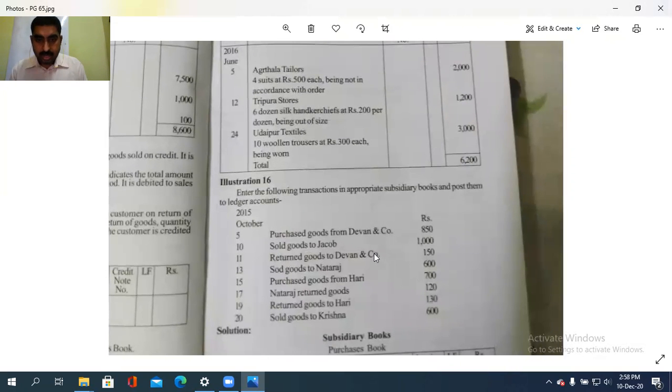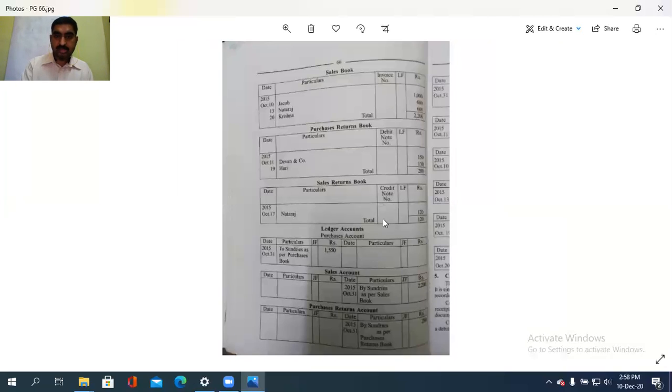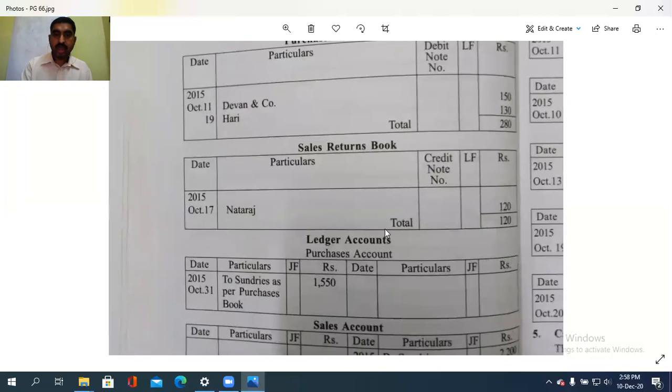Sorry, purchase day book, sales day book, then purchase returns book, that we saw, and sales returns book. So what all are there? Nataraj returned goods. Sold goods are returned back. That is the only case, 120. So that is the one coming in the sales returns book, Nataraj 120. Now prepare the ledger accounts.